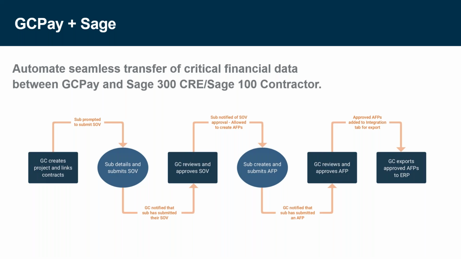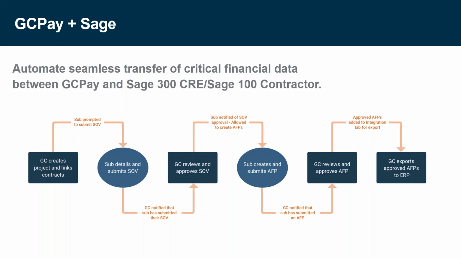We're really excited to show you the GCPay platform and show how that integrates with your Sage accounting solution. This slide here talks about the transfer of the critical financial data that will flow between your subcontractors and your company. We are going to be highlighting the presentation with Sage 300 Construction and Real Estate, but we also integrate with Sage 100 Contractor as well.